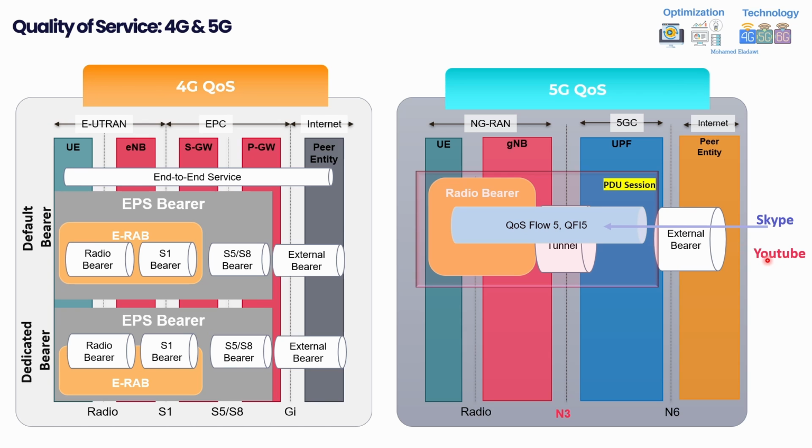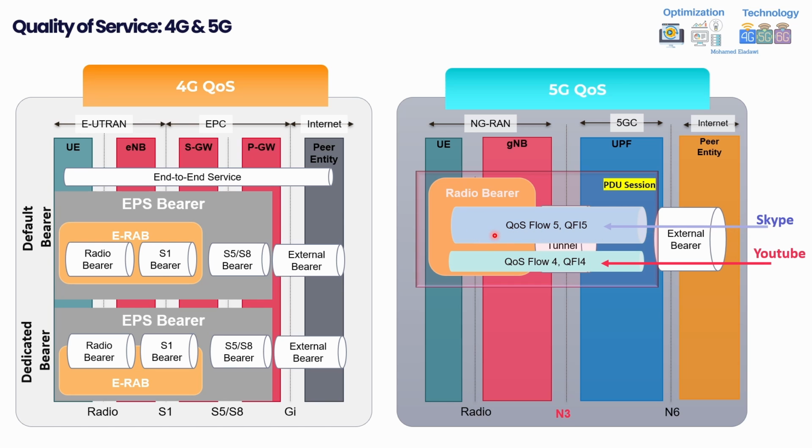Now assume that you have YouTube, and this YouTube is using quality of service flow 4. So who's doing the first mapping? The first mapping will be done through the user plane function, and as you can see here, again, it's mapped to the exact same radio bearer. And here is where the difference came in, that you can have different quality of service flows, multiple quality of service flows, mapped to the same radio bearer.